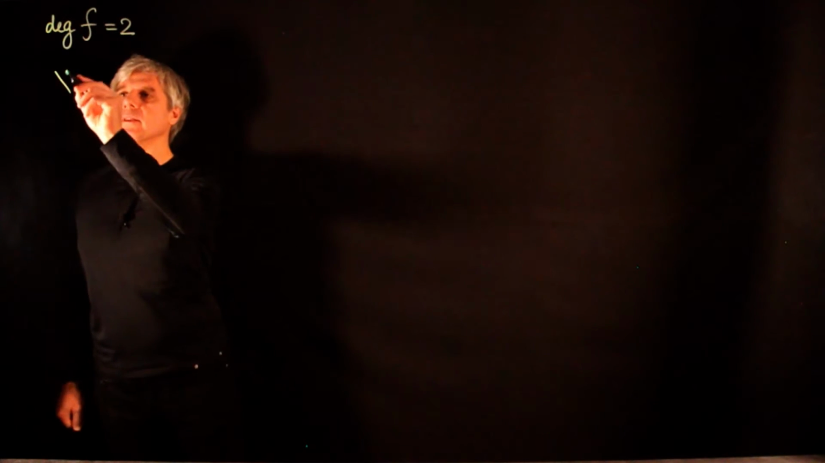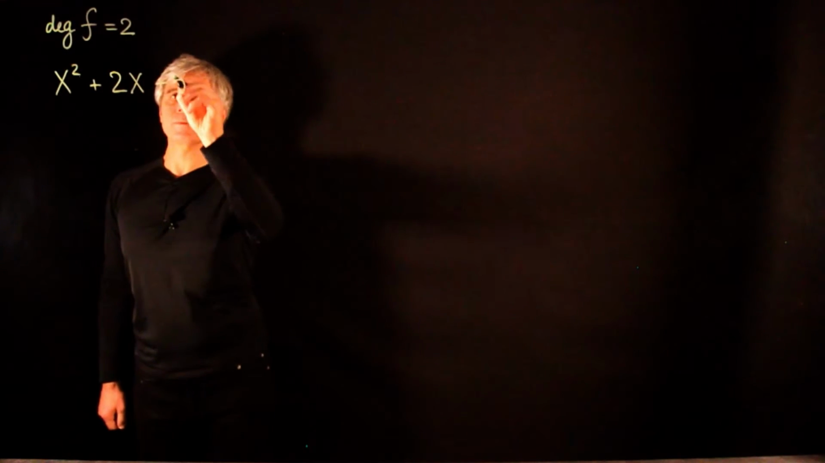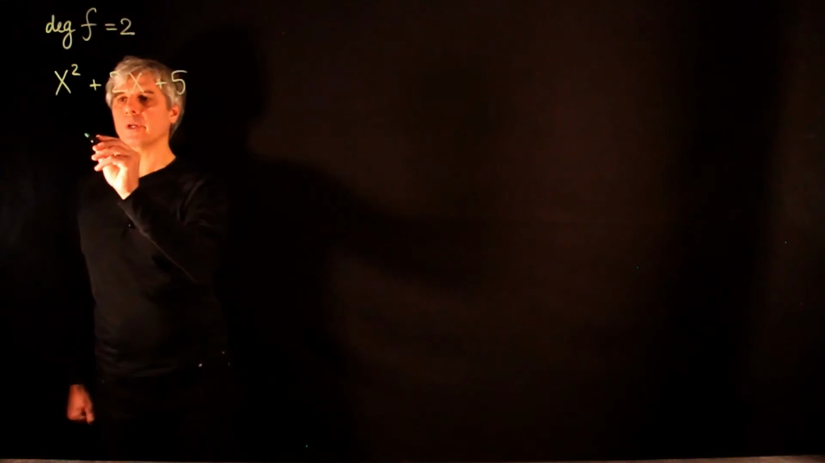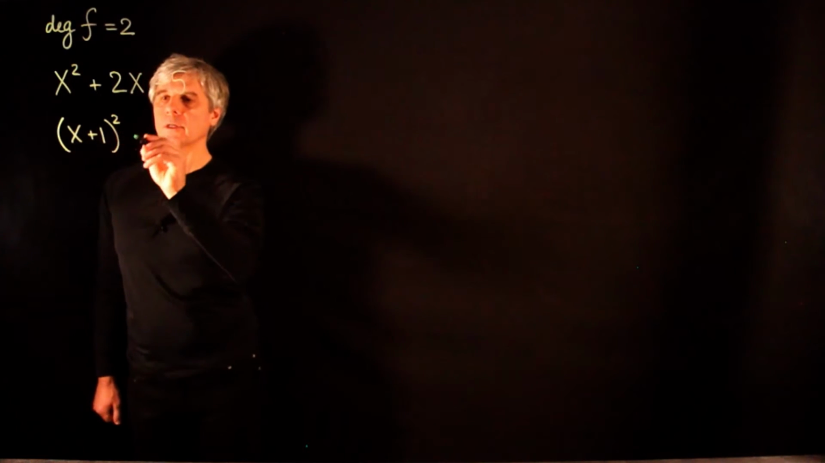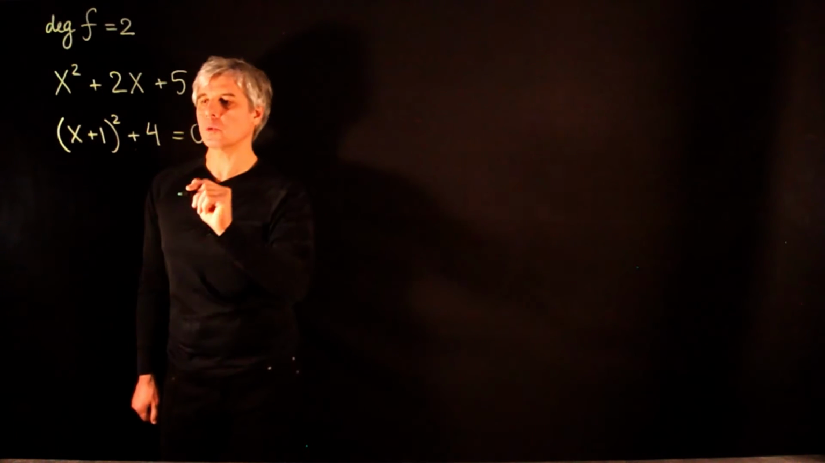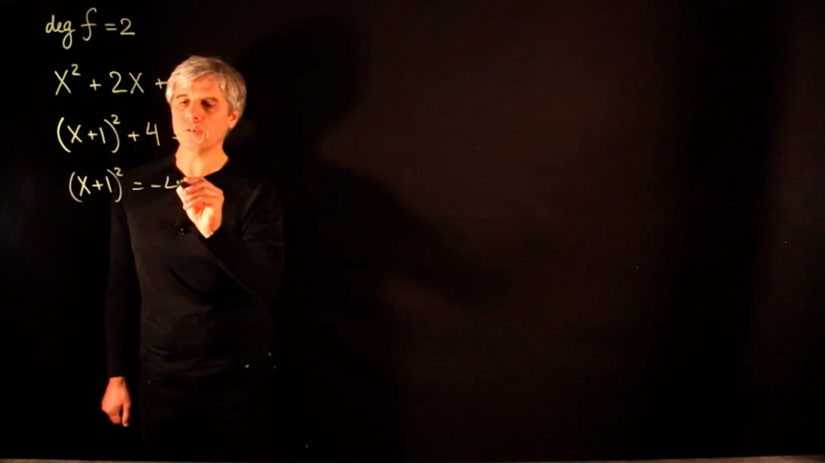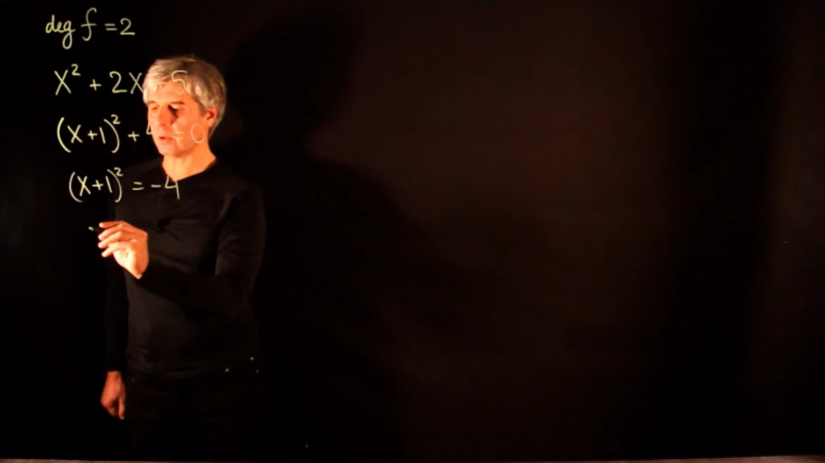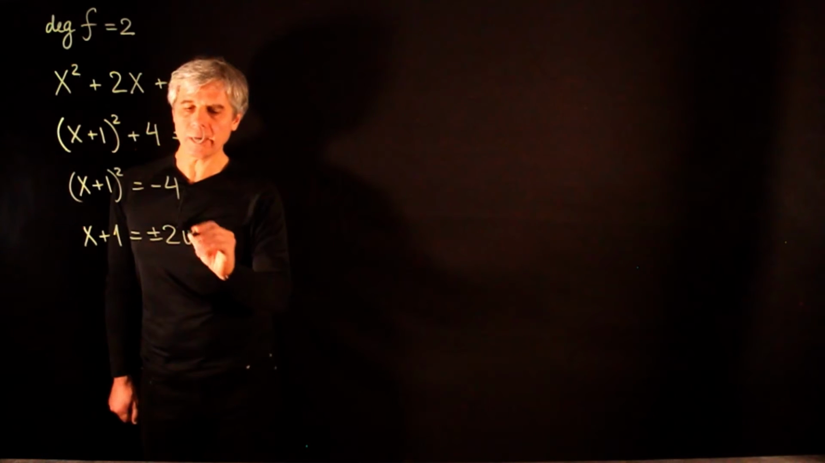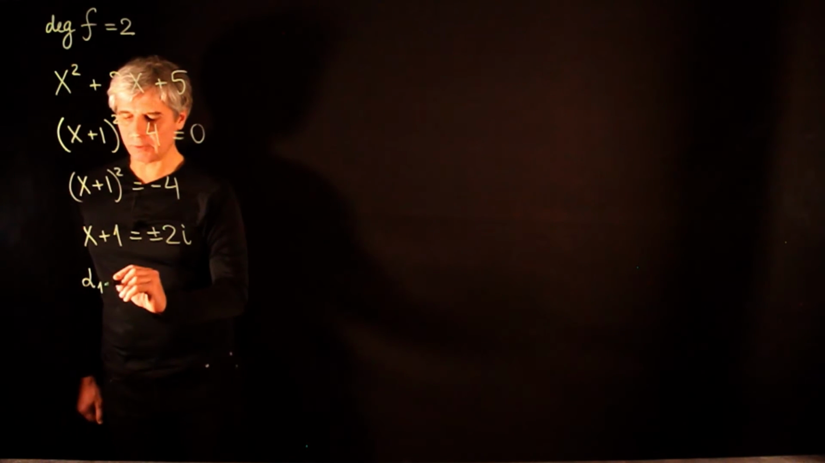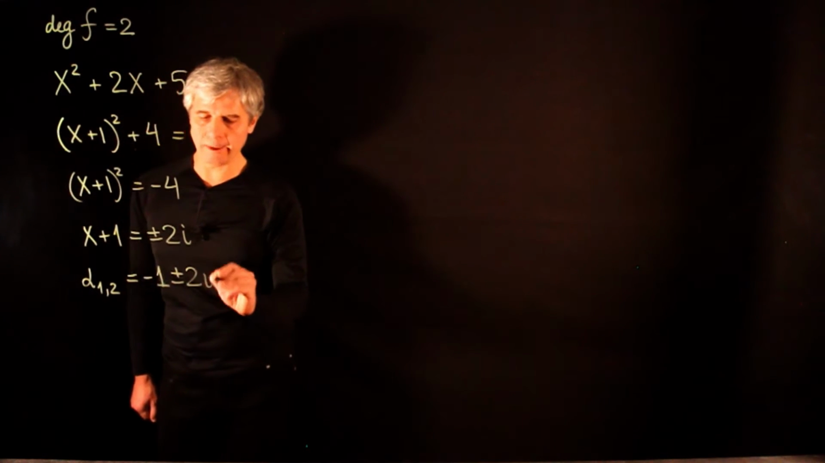And as an example, let's take x squared plus 2x plus 5. Let us find the roots of this polynomial. We can write this polynomial as (x plus 1) squared plus 4, and we equate this to 0. Then (x plus 1) squared is equal to negative 4. If we extract the square root, we get x plus 1 is equal to plus minus 2i. And then we get the roots alpha 1 and alpha 2 are minus 1 plus minus 2i.